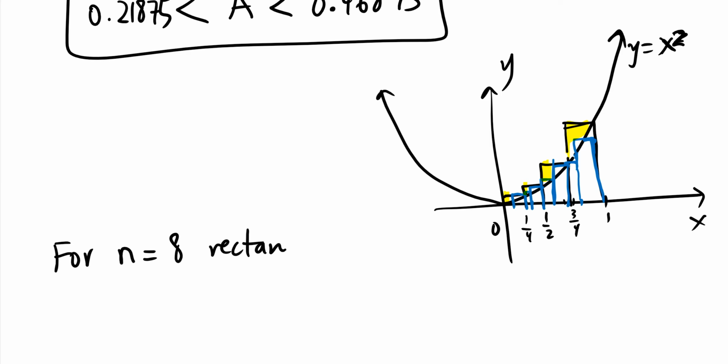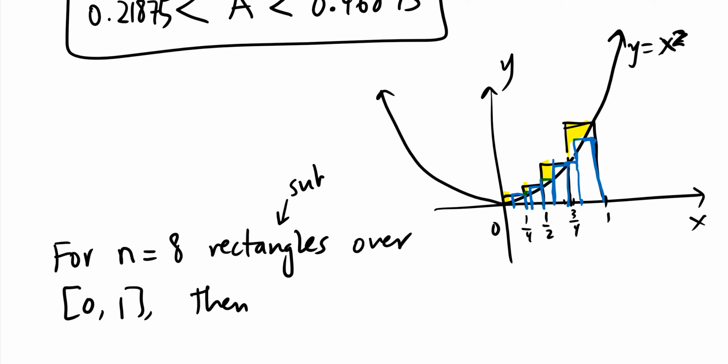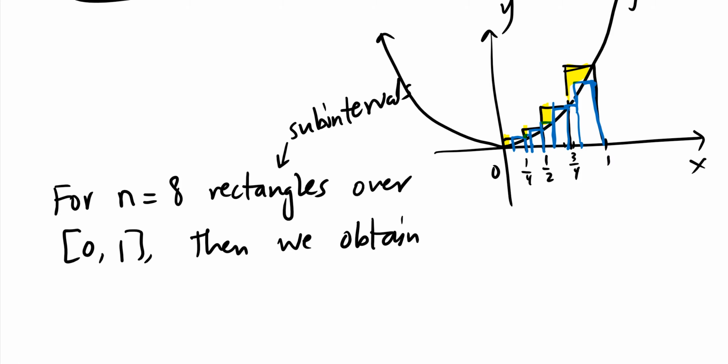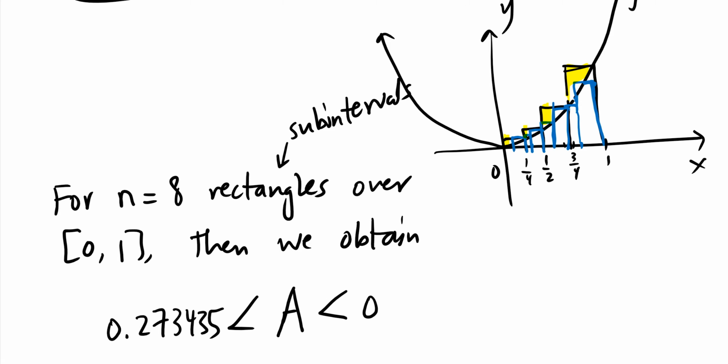So if I split into 8 rectangles over the interval 0 to 1, then 8 rectangles or sub-intervals, you can say it either way, then we obtain this answer for the area. The area will be bounded between 0.273435 and 0.3984375.